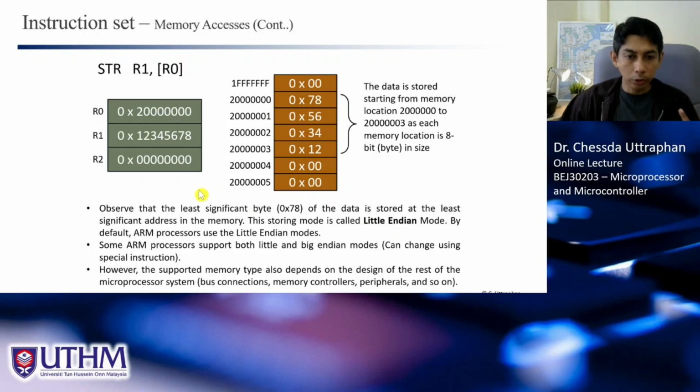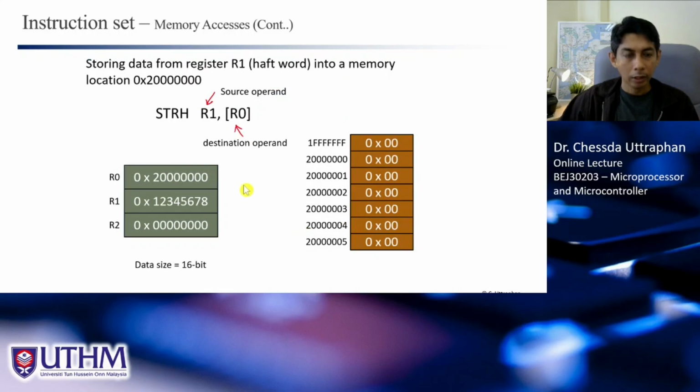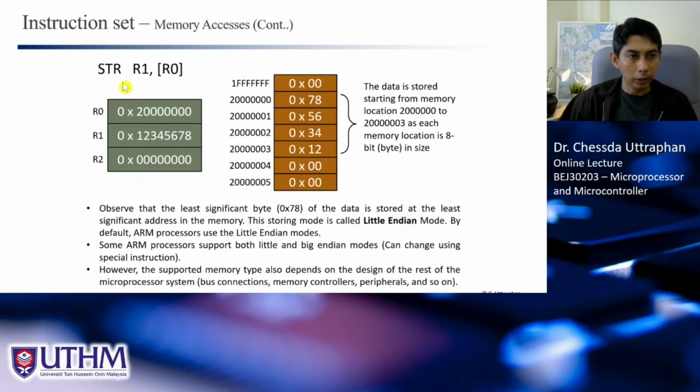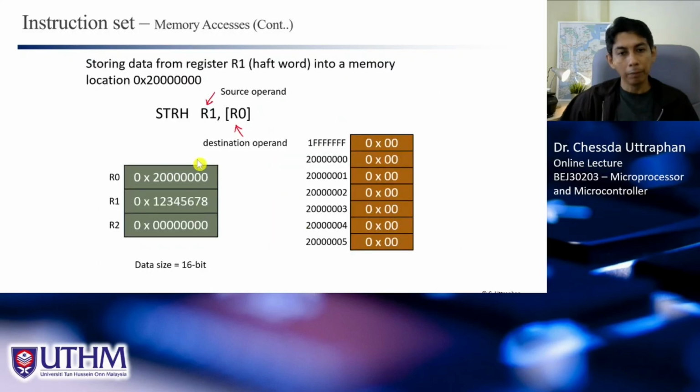So there are only two types of storing mode, big and little endian, depending on the microprocessor that we use. The ARM that we use is little endian. So that will store 32 bits of data into the memory, but we have the option to store only 16-bit data in the memory.